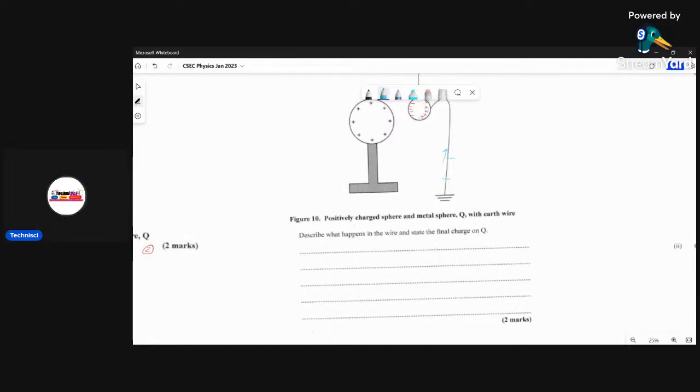So it says describe what happens in the wire and state the final charge. So what happens is the wire... Electrons flowed from earth to the positively charged portion of the sphere, portion of Q, causing that side to have a neutral charge.